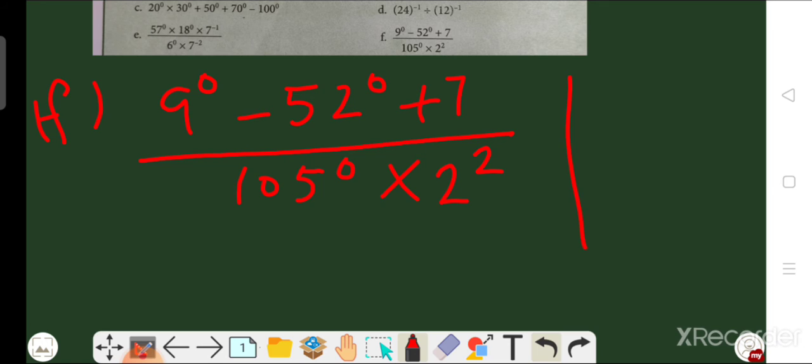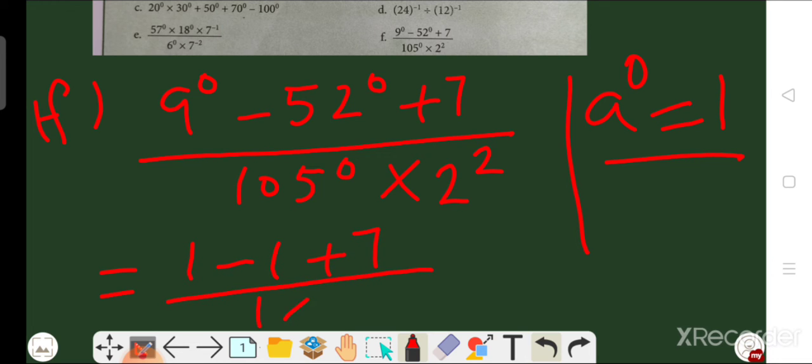Same here, a raised to the power 0 is equal to 1. By using this property we can write 1 minus 1 plus 7 by 1 multiplied by 2 raised to the power 2. This one is of positive sign and this one is of negative, so they cancel, and this is equal to 7 by 2 raised to the power 2, and that is equal to 7 by 4. So this is the answer and the solution of your F part. Now we will do our next question, and that is question number 11.